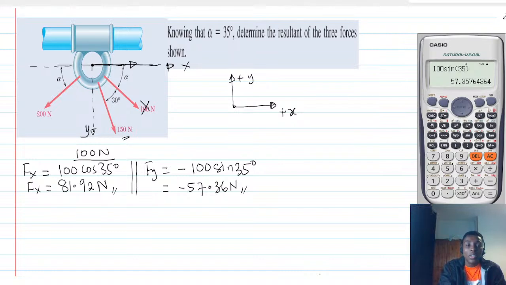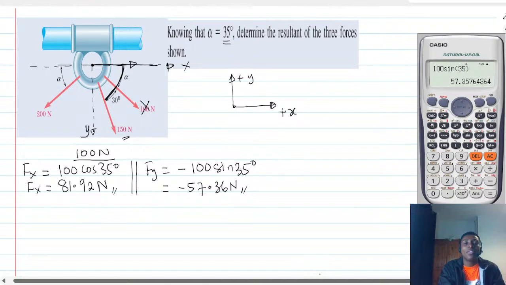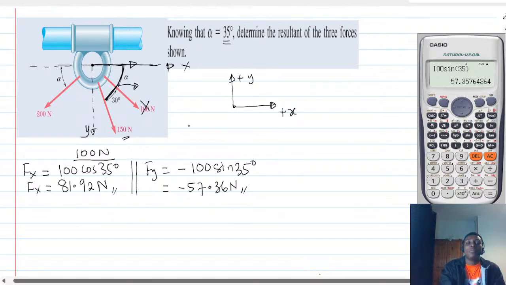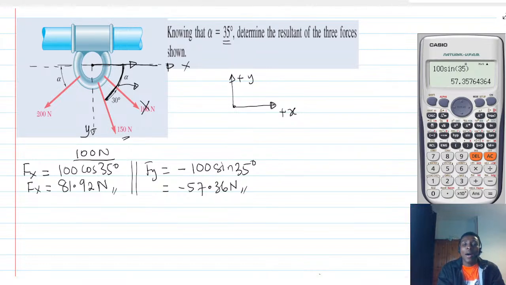So the whole of this angle here is what? Alpha plus 30 degrees, isn't it? And what is that? Alpha is 35. So if I add 35 to 30 degrees, what is it then? It's going to be 65, isn't it? Because I know that 35 plus 30 will always be 65.